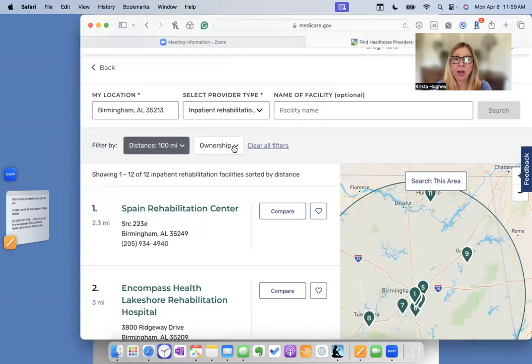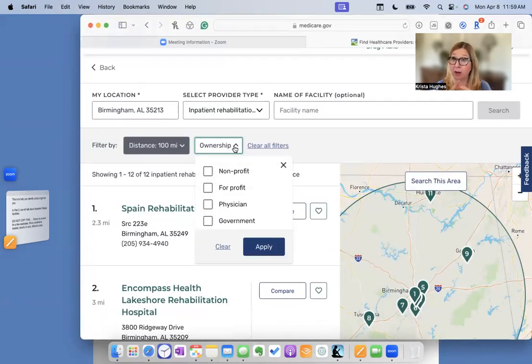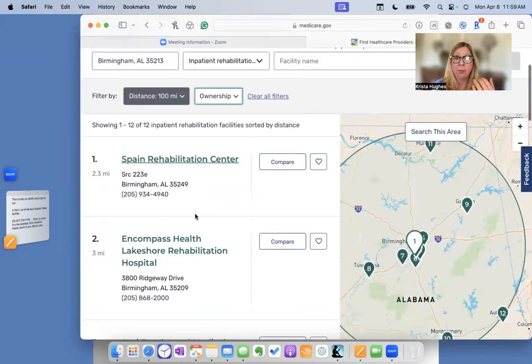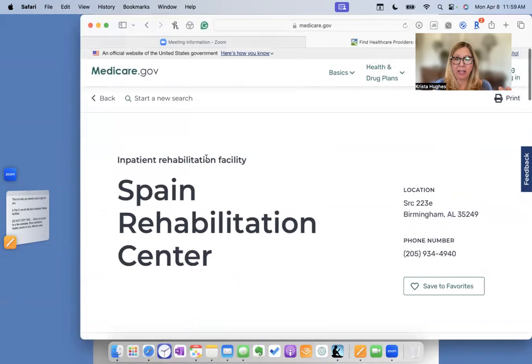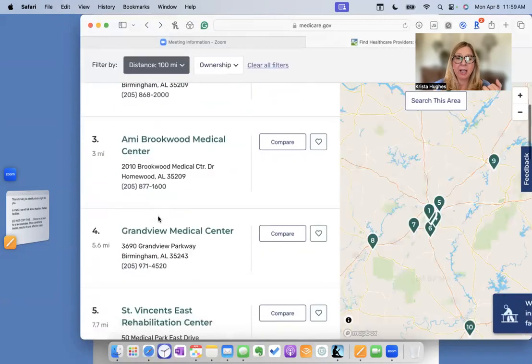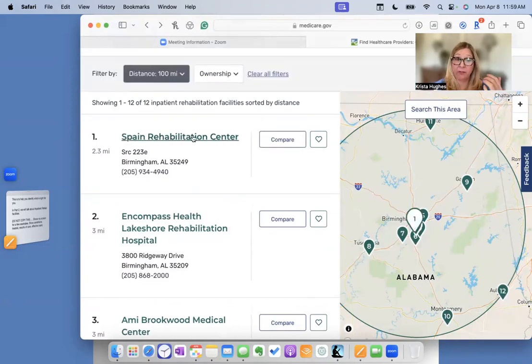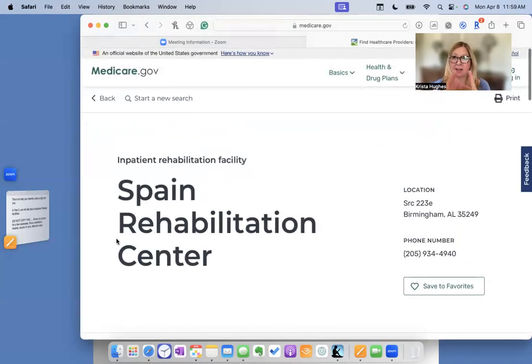You can filter. This one you can filter, is it owned by the government, a physician, because sometimes that matters. You just don't know how much that matters. Is it for profit, nonprofit? But you can go in here and you can compare it with other places. So you can pick three. We're not going to do that today, but you do have the option that if you're deciding between three facilities, you can compare them. And it's going to say the same information as we're looking at. It's just going to be showing three facilities.